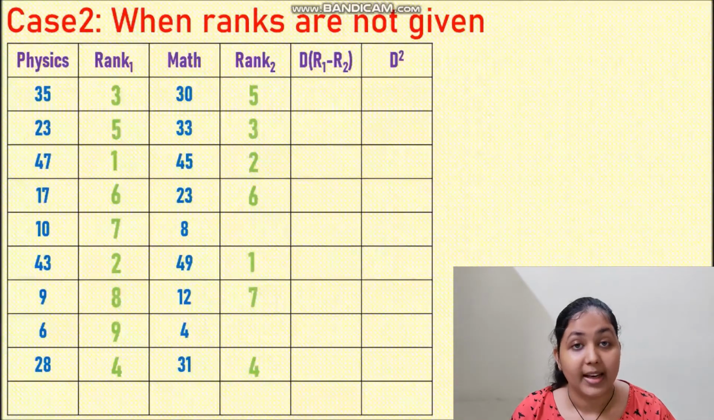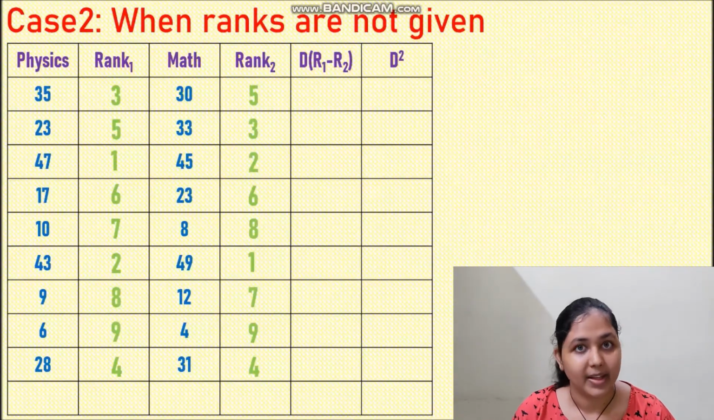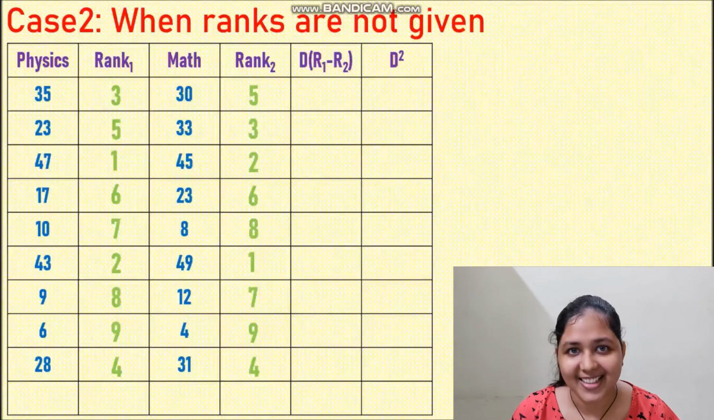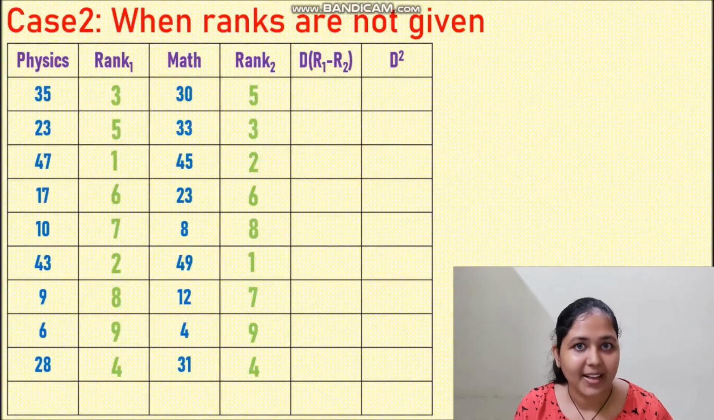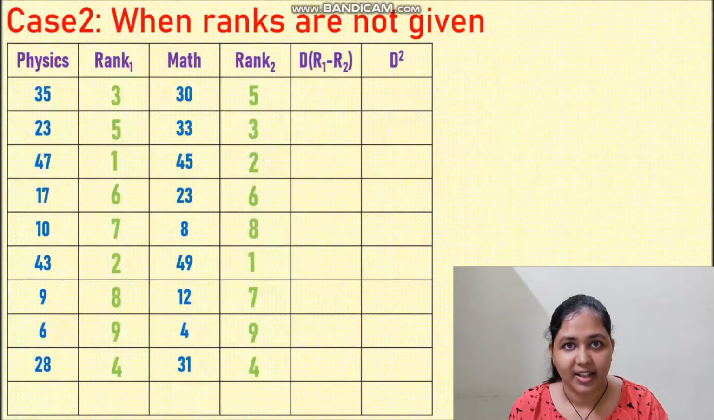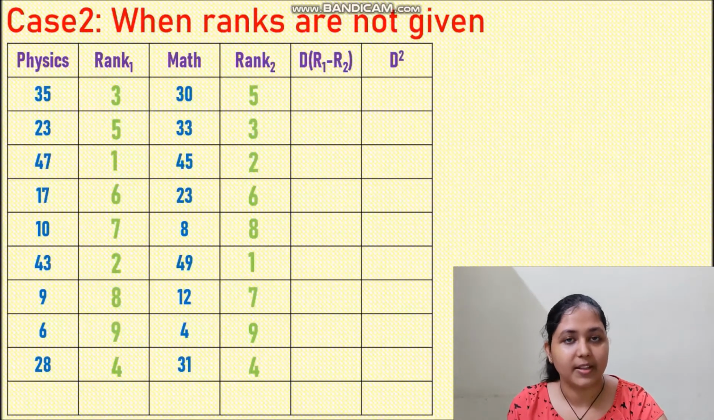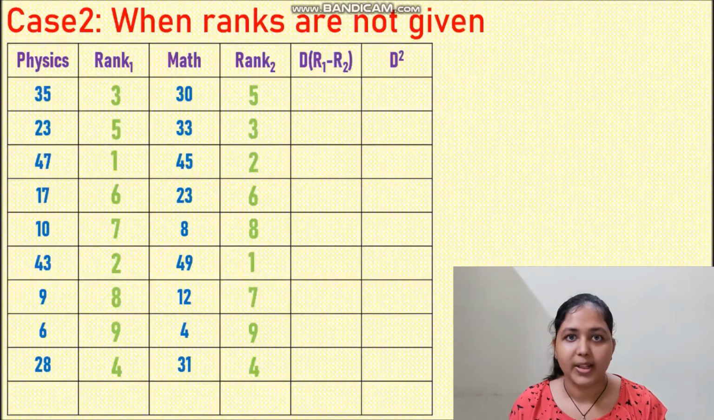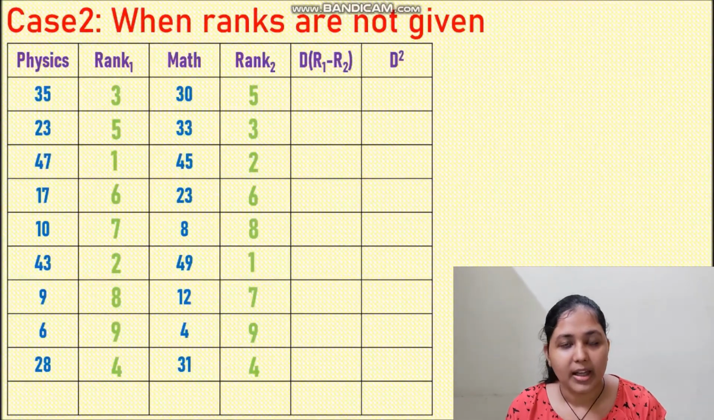Now that's the next step, that is D. We need to find it out. And how do we find it out? We discussed it in the last video, R1 minus R2. So here we have the first rank, that's given for the marks of physics. Then we have the second rank, that is given for the marks of math. Now we'll quickly subtract R1 and R2 to find out D.